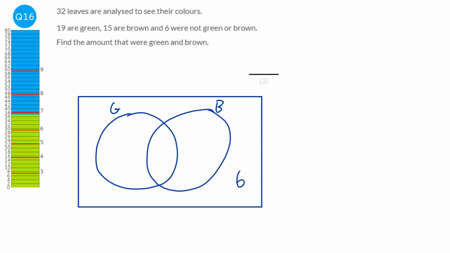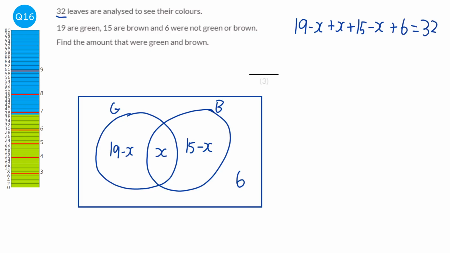We're told that 19 are green, but we don't know which, either they're in here or a bit of both. So what we can do is we can label the center X, and we can say that there are 19 take away X just green, because they could have been both green and brown. And for the brown we can do the same, so it'd be 15 minus X. And for the next step, we know that all of them together add up to 32, because it says in the question. So we're going to add all of these, the 19 minus x, the 15 minus x, and the 6 together, and we know that equals 32.